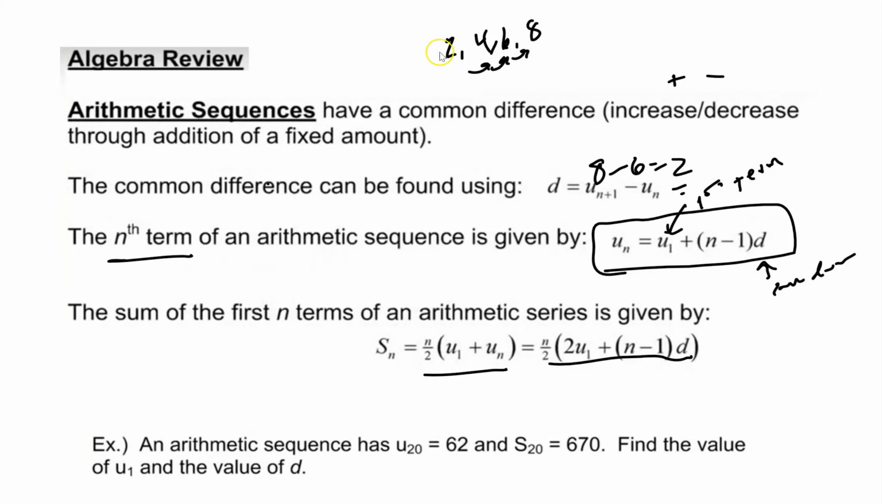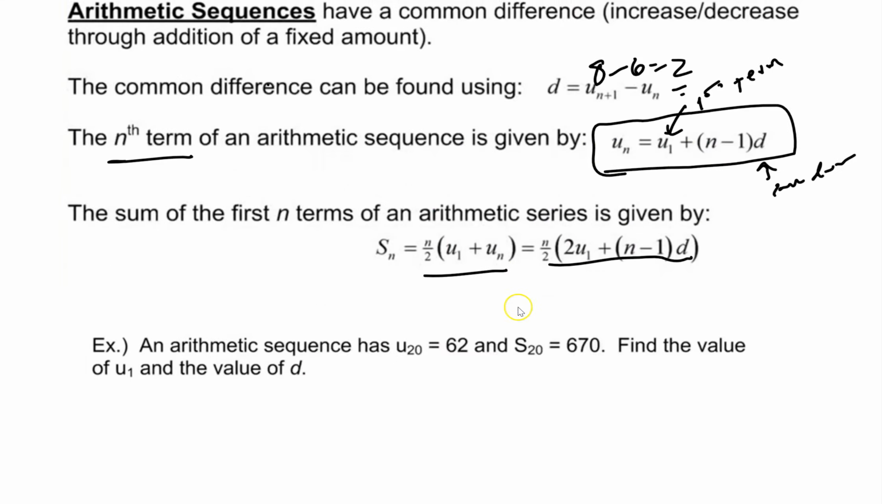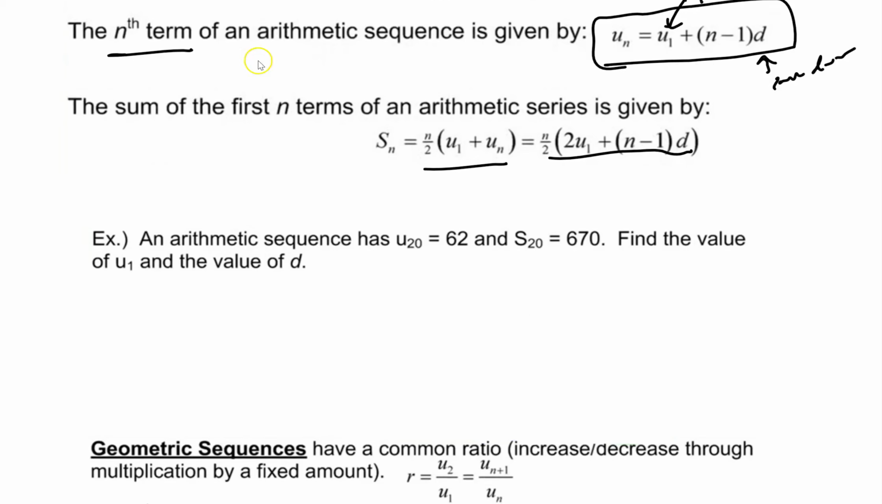If they tell you, hey, this is an arithmetic sequence, you're going to find a common difference, so you can use this. You're going to find a certain term, so you can use this formula, or you're going to find the sum of the sequence, so you can use that formula. So let's do an example. An arithmetic sequence has u20 equals 62, and the sum of the first 20 equals 670. Find the value of u1 and the value of d.